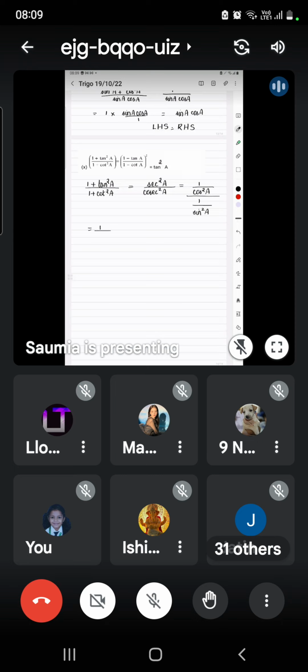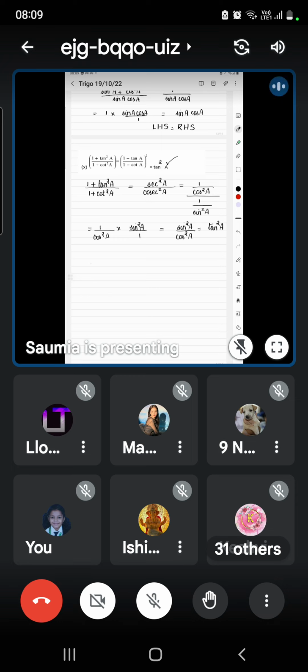Now I have one fraction upon the other. So I can write multiplication and I can reverse the denominator. So now what will I get? 1 into sine square A is sine square A. Cos square A into 1 is cos square A. Sine upon cos is tan. So tan square A. Did I get this? Yes, ma'am.